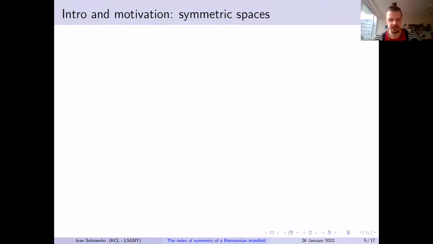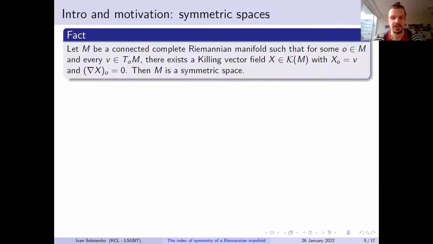Okay, so let's move on. Here's our fact, which is kind of the converse of what we just said. If you start with a connected, complete Riemannian manifold, and you know that there exists a point O in it such that for every tangent vector V at O, there exists a Killing vector field whose value at O is V and whose covariant derivative at O is 0, then M is a symmetric space. All right, so this is basically the converse.